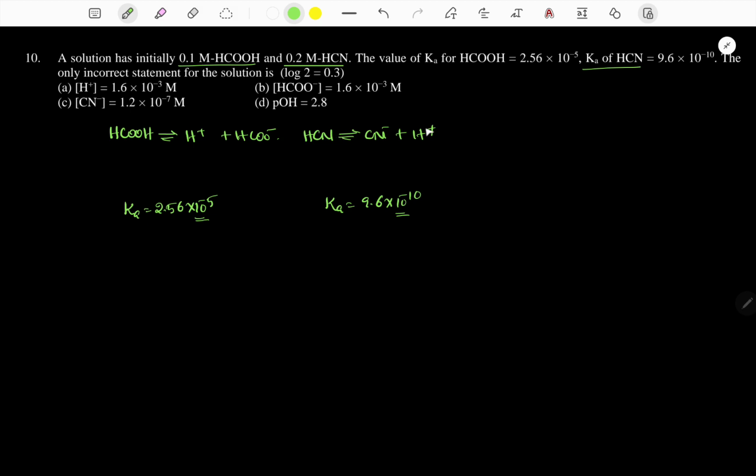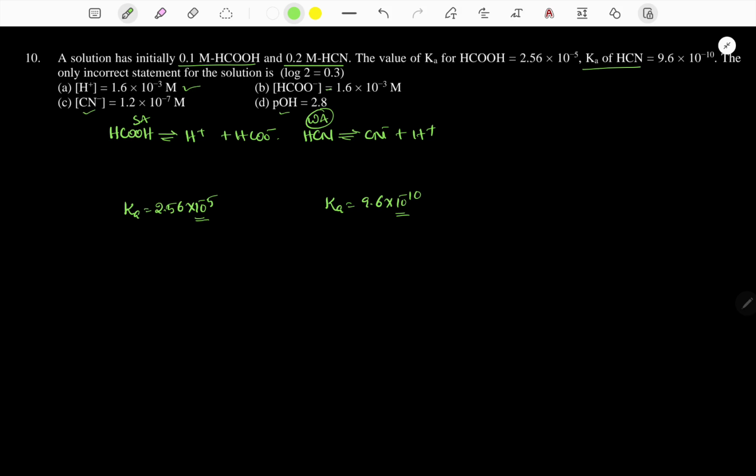So HCN is a very weak acid. Relatively it is a weak acid and the other is a strong acid relatively. Now we have to find out the incorrect statement. We have to find out H plus concentration, HCOO minus concentration, CN minus concentration, and pOH value.